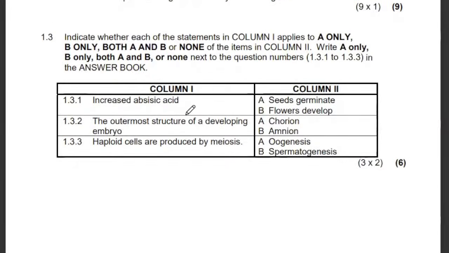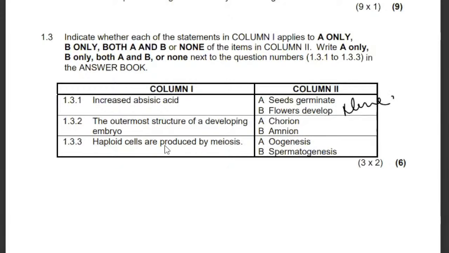They're saying that increase the abscisic acid. If you go to abscisic acid, you will see this. So abscisic acid is responsible for dormancy. So in this case, the answer here is gonna be none. Why? Because there is no dormancy here. Seed germination, and then here is dormancy. So basically here you say none.